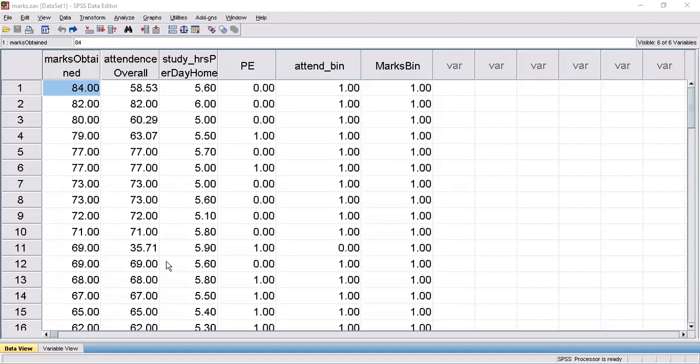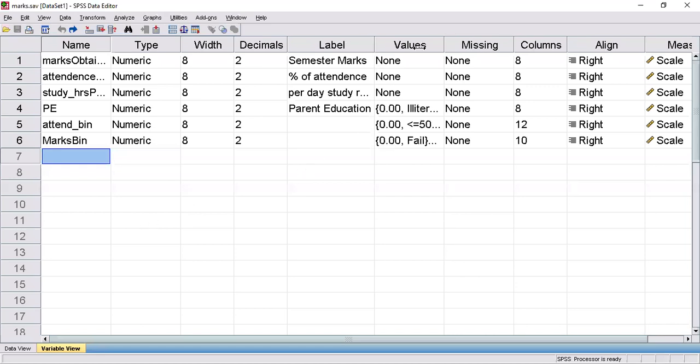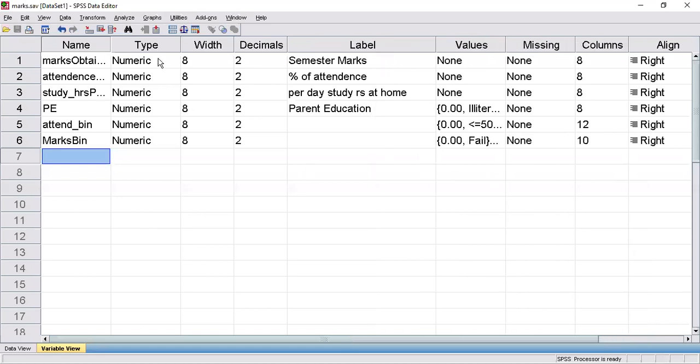Let us suppose that we have some data on three variables: semester marks of students, percentage of attendance of those students in the semester, and per day study hours by the students at their home. So three variables were taken in the study to know how the marks are varying, or why the marks are varying.